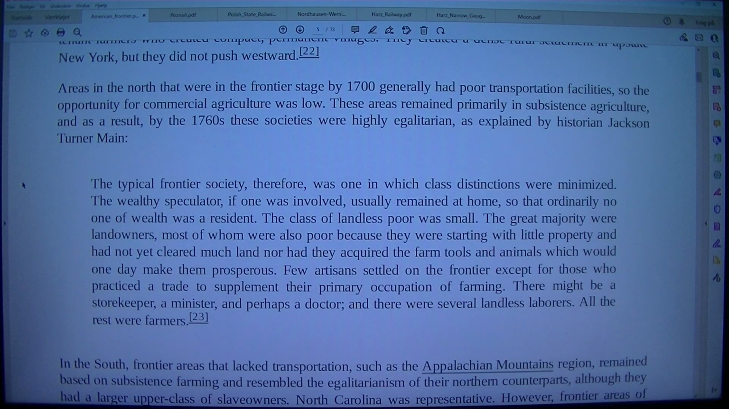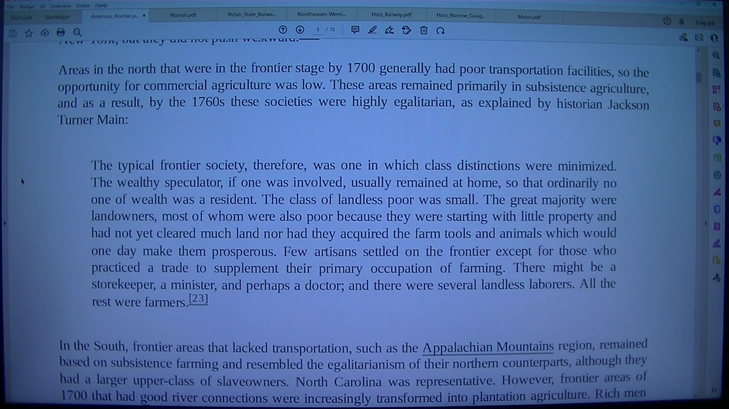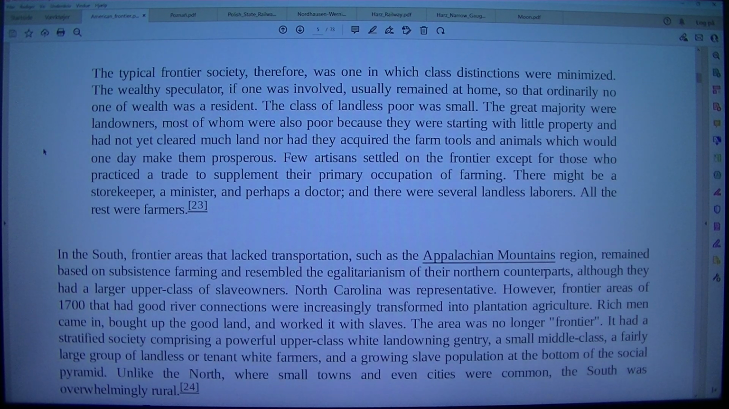Areas in the north that were in the frontier stage by 1700 generally had poor transportation facilities, so the opportunity for commercial agriculture was low. These areas remained primarily in subsistence agriculture, and as a result, by the 1760s these societies were highly egalitarian, as explained by historian Jackson Turner Main. The typical frontier society, therefore, was one in which class distinctions were minimized.